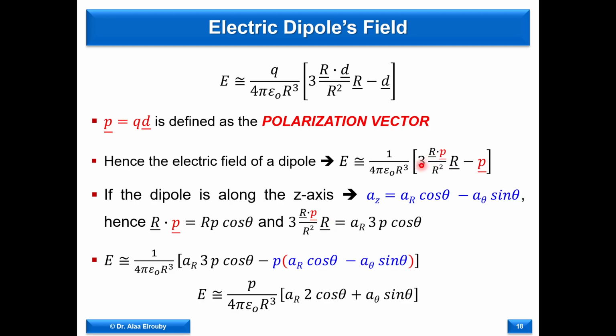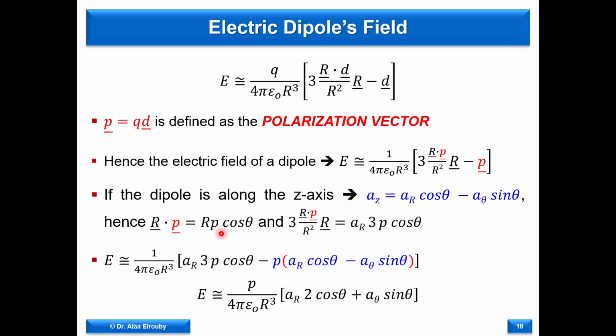So R dot B, B is in the AZ direction, R dot B will equal R B cosine theta. So R dot B equals R B cosine theta. So the expression here, 3 R dot B in the R direction divided by R square, will equal 3. So 1 R will go with the square, 1 R will go with this, and we are left with AR.